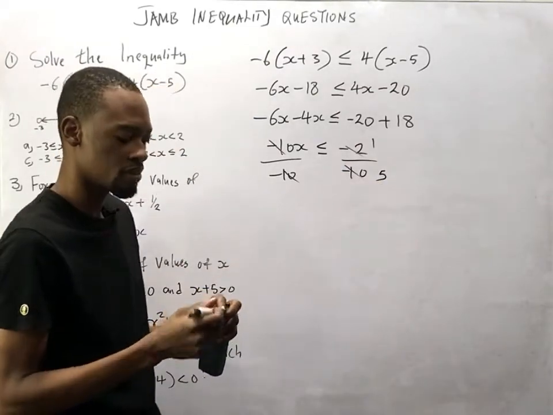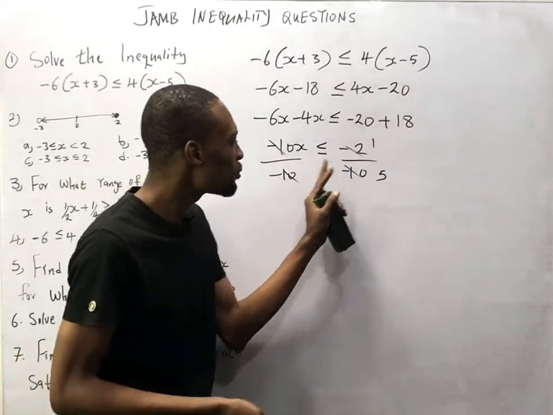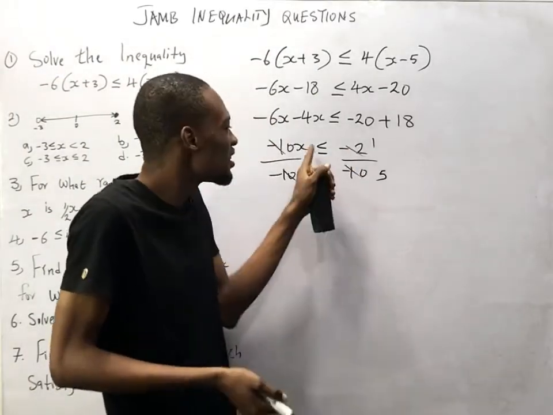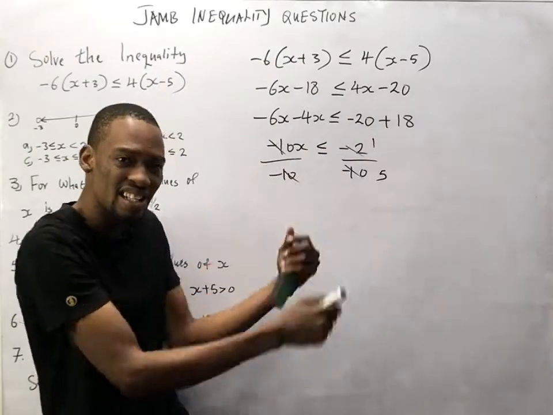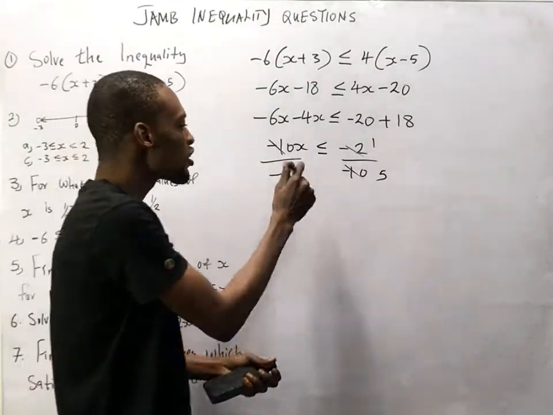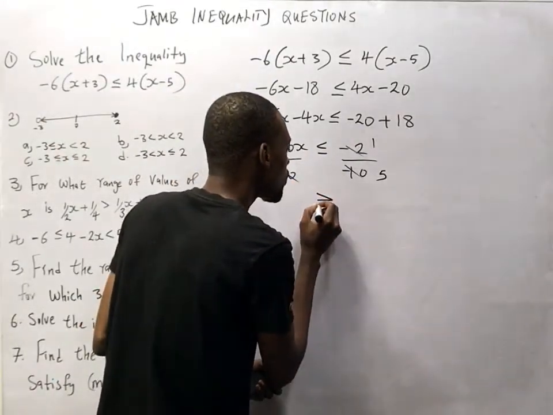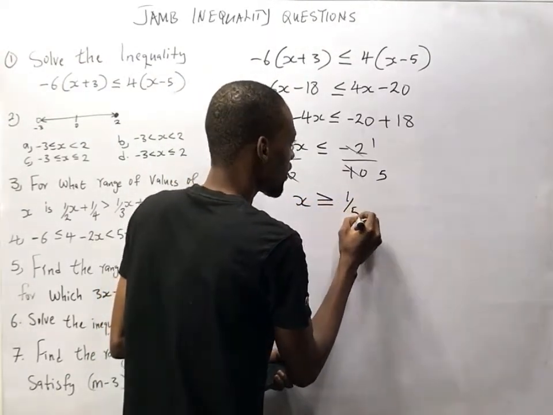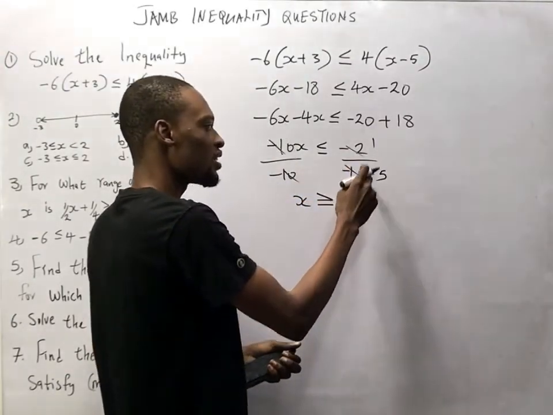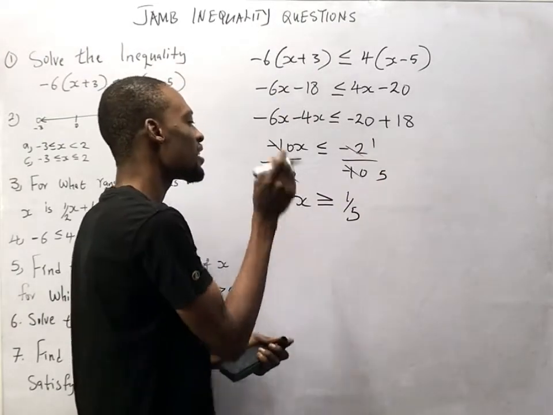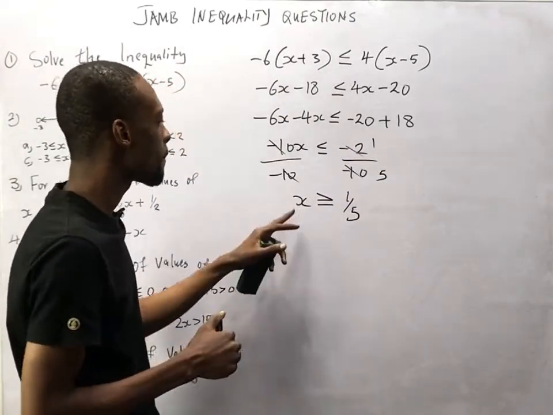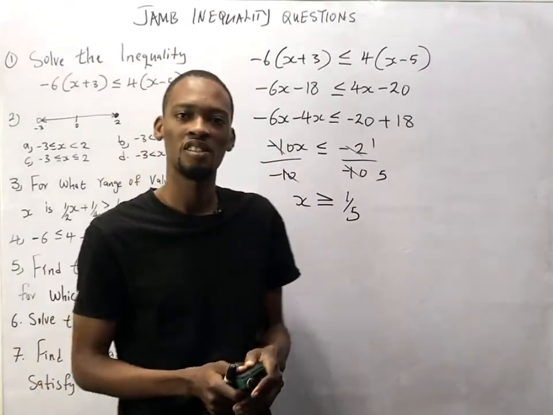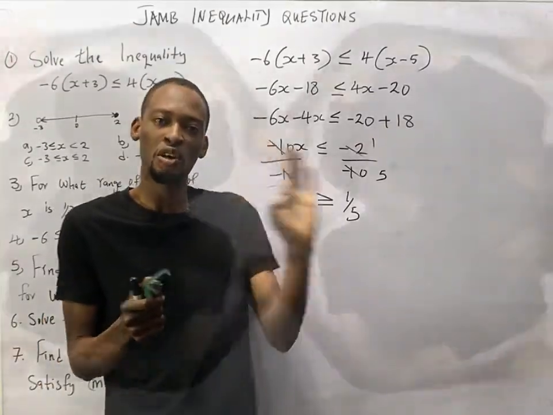But look at something. Since we divided both sides by a negative number, this sign cannot be the same. It has to change, like I explained. So this becomes greater than or equal to. Then s, 1 over 5, because minus 2 over minus 10 is 1 over 5. So s is greater than or equals 1 over 5. That is the solution to this inequality. So you simply go and pick the correct option.